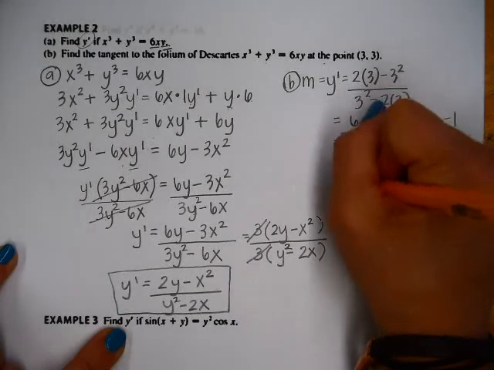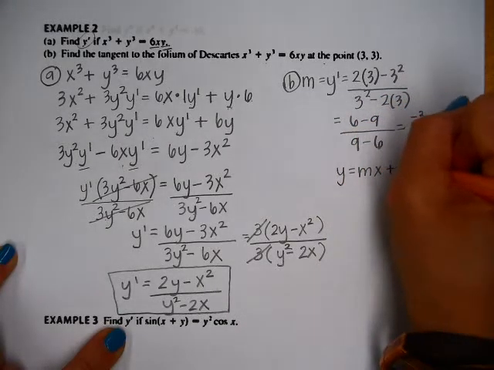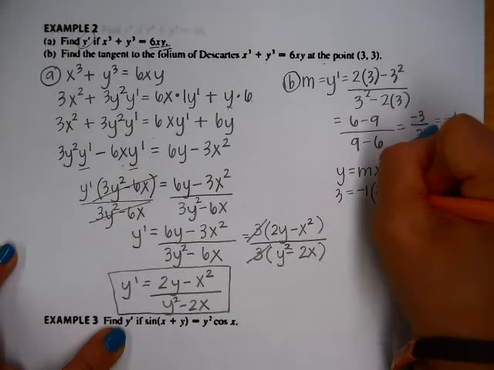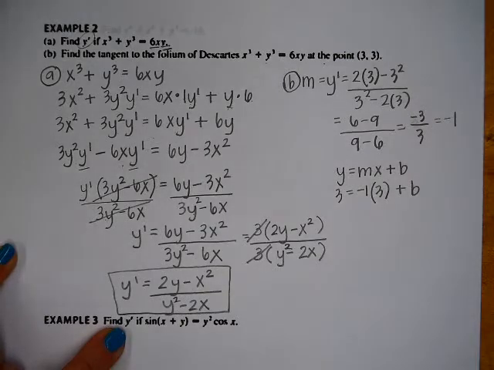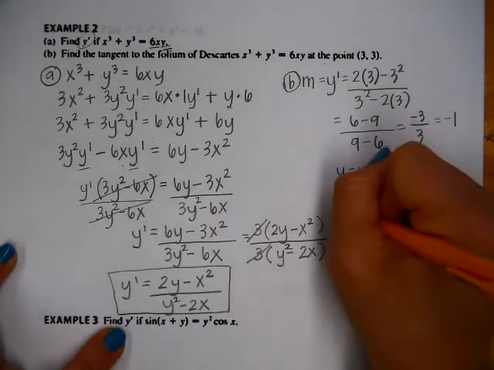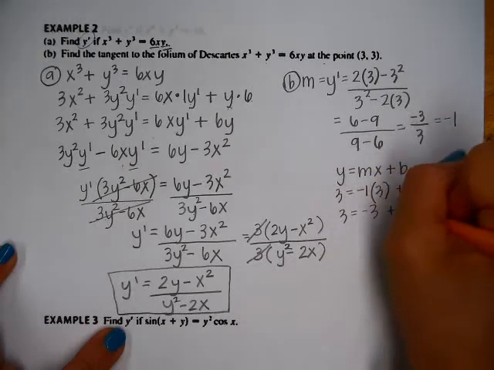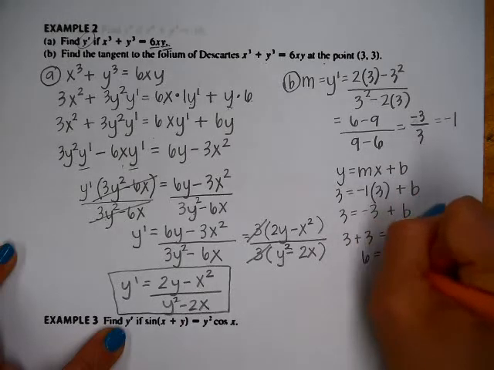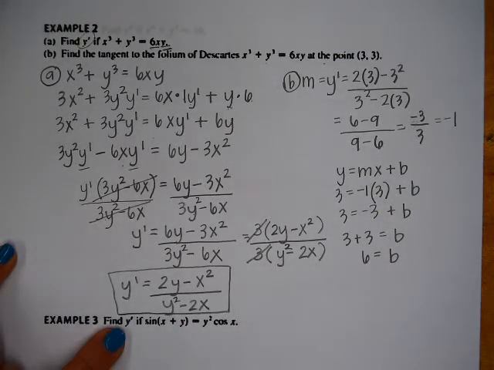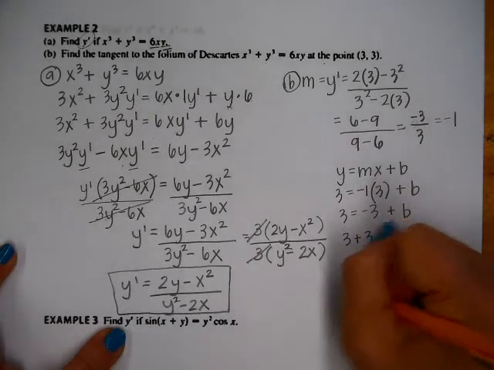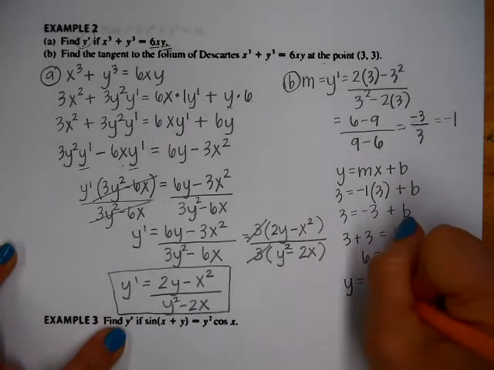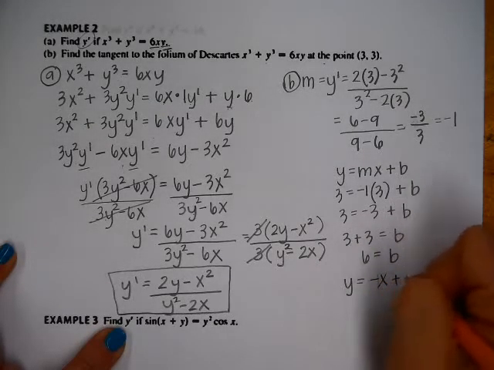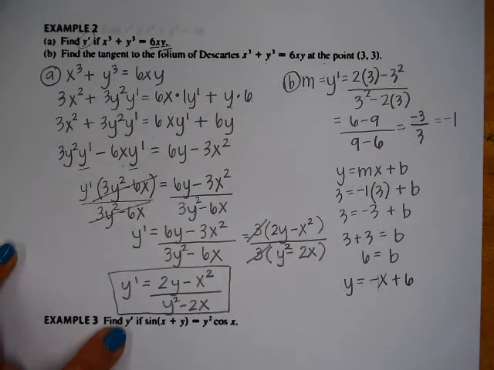So doing what we did earlier, if we have y equals mx plus b, my y is 3, my m is negative 1, my x is 3, plus b, right? So then that gives me 3 equals negative 3 plus b. That gives me 3 plus 3 equals b. So 6 equals b. So then if I write this in y equals mx plus b, I have y equals negative x plus 6.